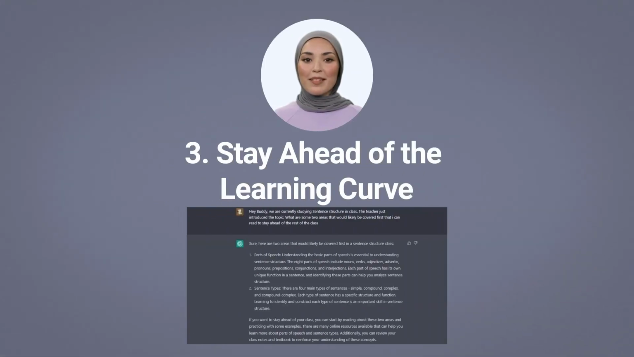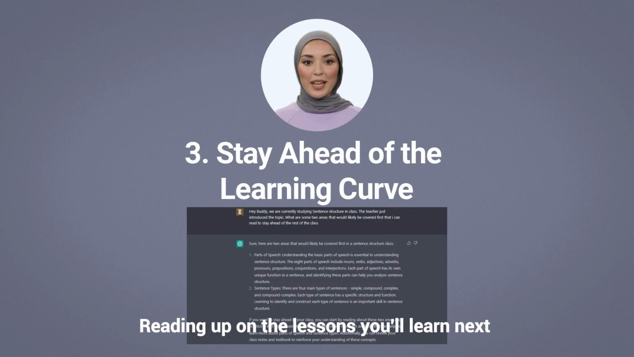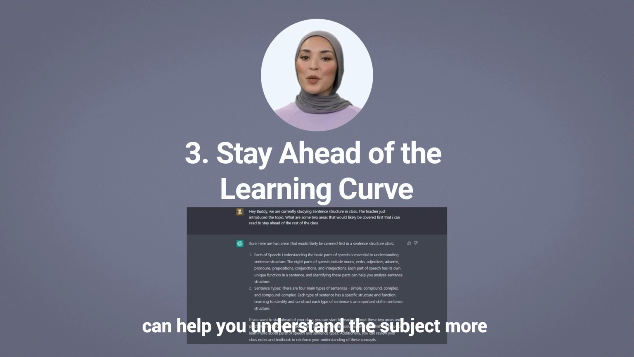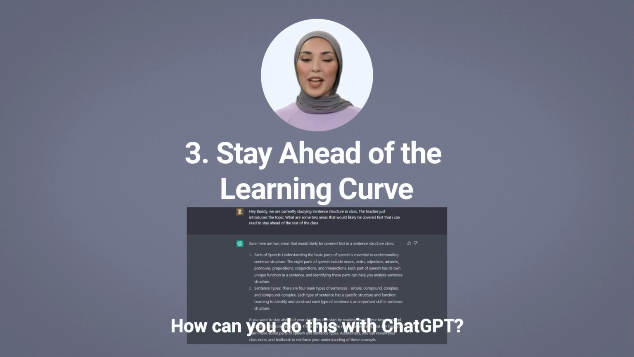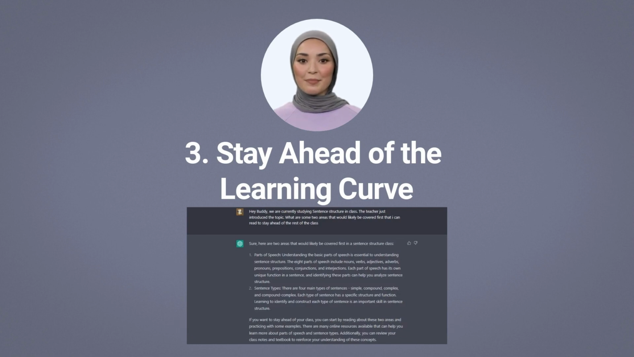3. Stay ahead of the learning curve. Reading up on the lessons you'll learn next can help you understand the subject more when it is eventually taught. How can you do this with ChatGPT?